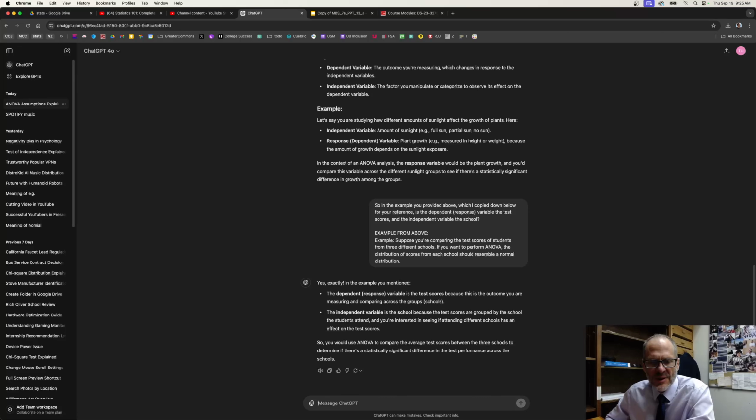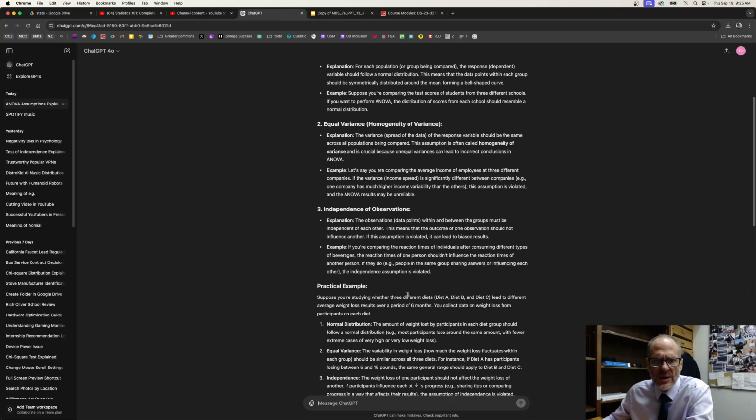The dependent response variable is the test scores, because this is the outcome you're measuring and comparing across the groups. The independent variable is the school, because the test scores are grouped by the school the students attend, and you're interested in seeing if attending different schools has an effect on the test scores. So you would use ANOVA to compare the average test scores between the 3 schools to determine if there's a statistically significant difference in the test performance across the schools.